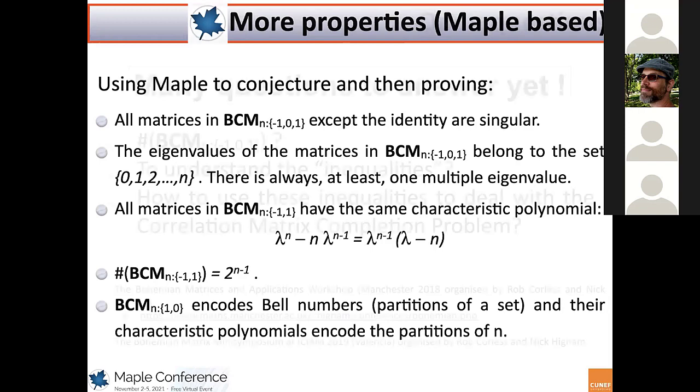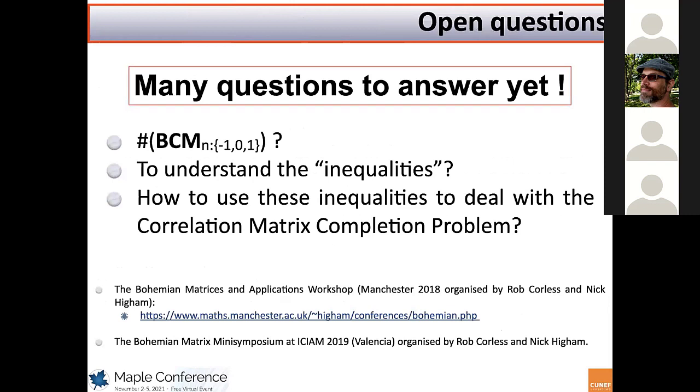Of course, we have a lot of questions to answer. I would like to mention only three of them. The first one is that we have the same table for the Bohemian correlation matrices for other populations as for the population 0 and 1, but we don't have the luck we had before, because we don't find any useful information in the encyclopedia.